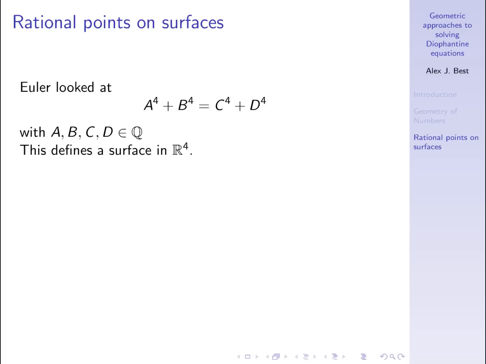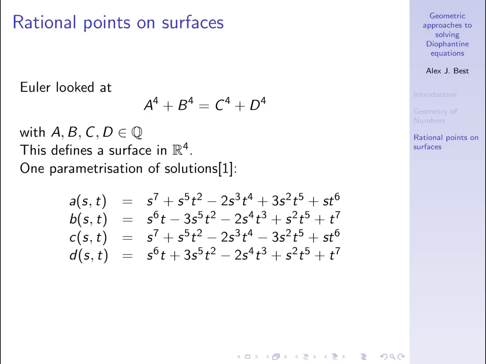This in fact defines a surface, or a hypersurface, in R4, so obviously I can't give you a pretty picture of this one. And Euler found a parameterization of the solutions. This one's from Hardy and Wright's Introduction to Theory of Numbers. So it gives us four functions, which take in two variables, s and t. We can see that they're complicated but manageable. So we can put in a rational s and a rational t, and we'll get a solution to our equation out. And Euler was the first to find solutions to this using a different, but once again a parameterization. He was wrong at first, but corrected himself, so it's all fine.